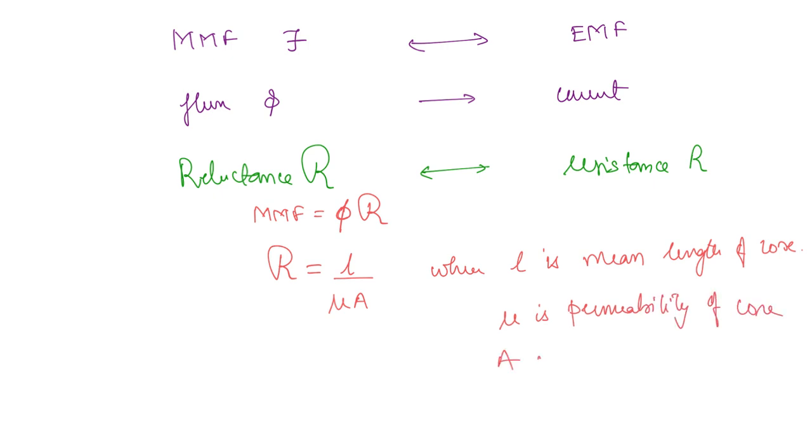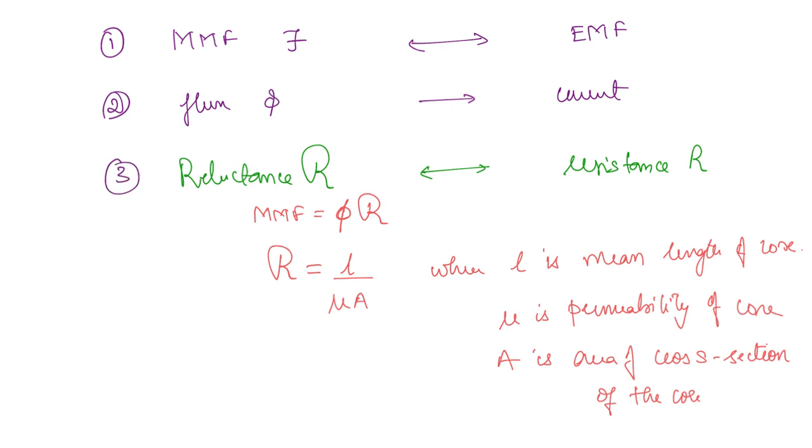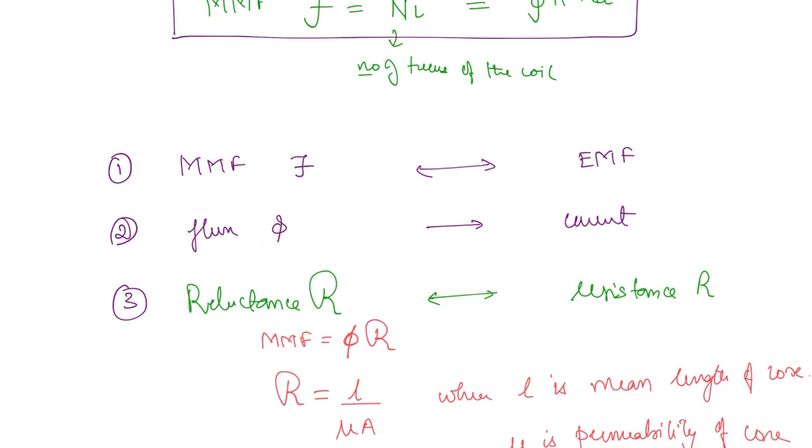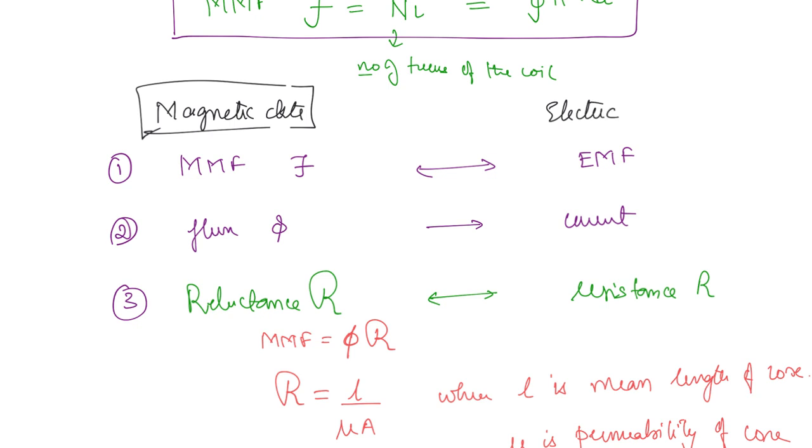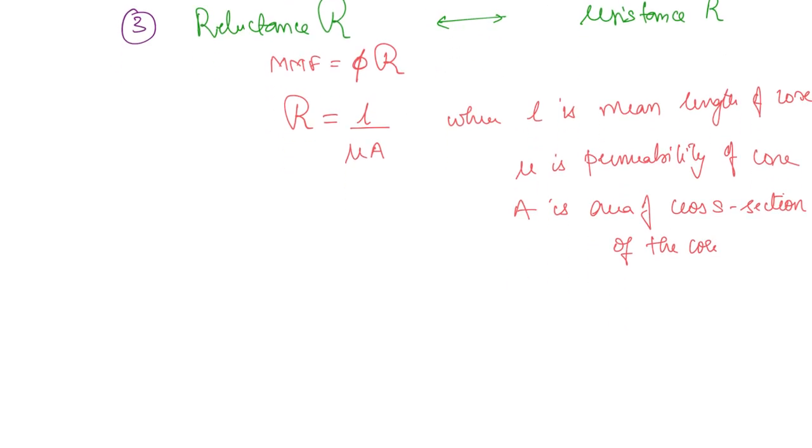And finally, A is the area of cross section of the core. So, this is the first one, second, third. These are all of magnetic circuits, and the other column is electric circuits. Now, there are other terms as well.